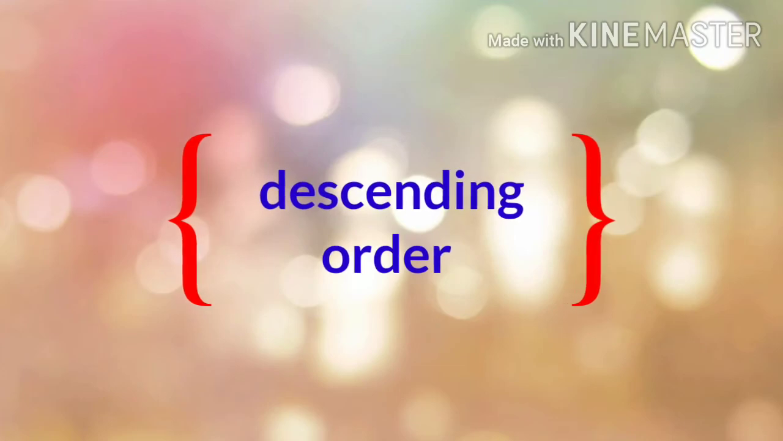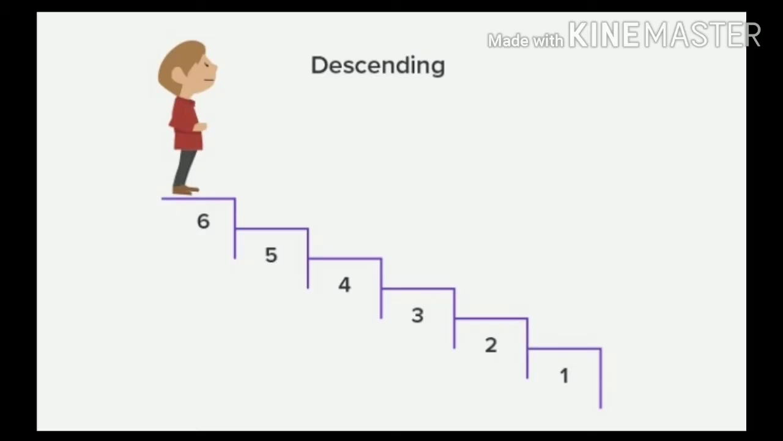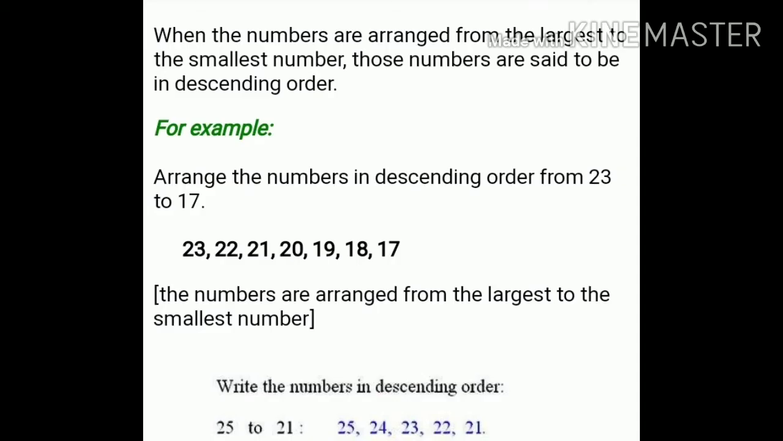Next point is descending order. There is one picture. It shows the man looking down the steps, which means these are in decreasing order. By using the picture we can say that numbers arranged from biggest to smallest are said to be in descending order. For example, arrange the numbers in descending order from 23 to 17. We write 23, 22, 21, 20, 19, 18 and 17. The numbers are arranged from largest to smallest.